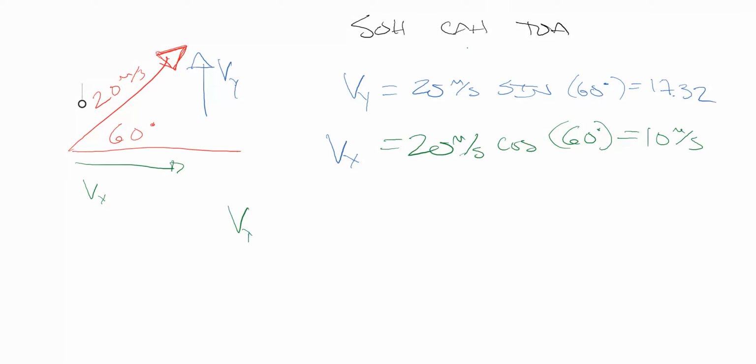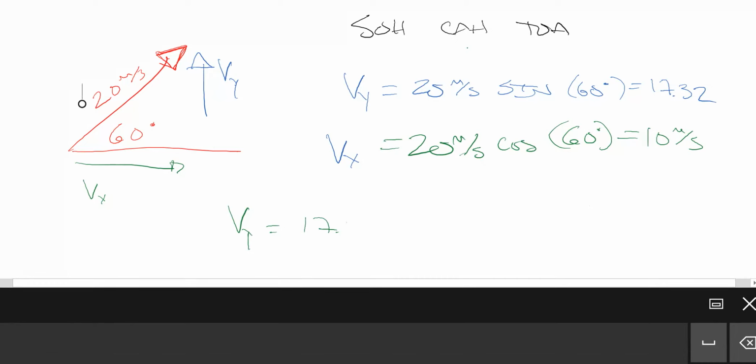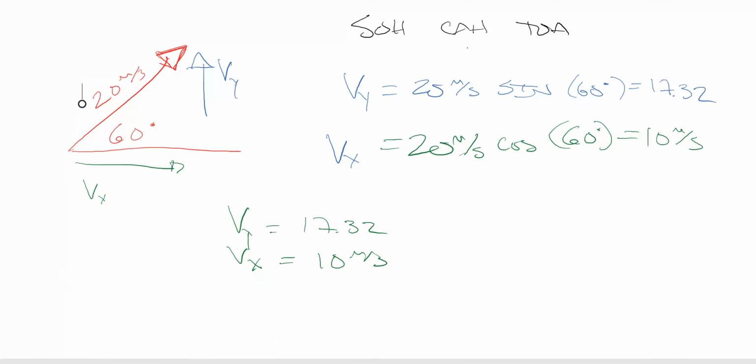So in the end, v sub y equals 17.32, and v sub x is just equal to 10.